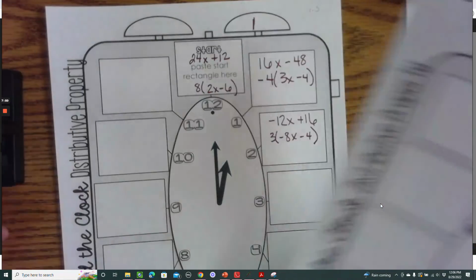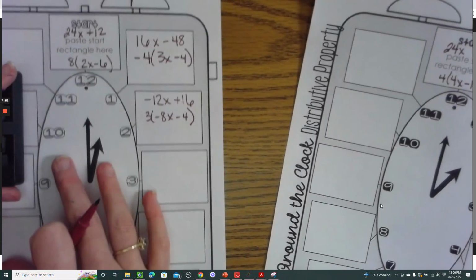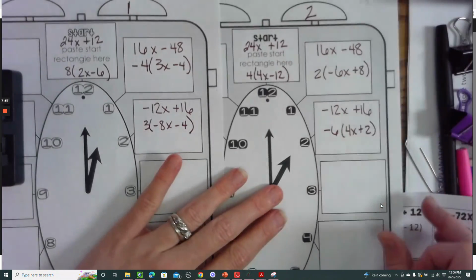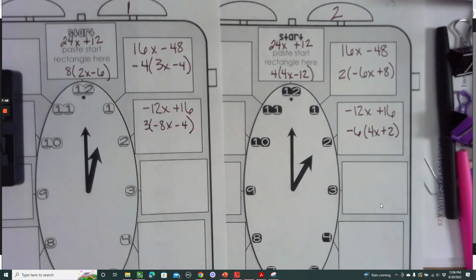So here's the clocks where you can see both of them. Clock 1, and then here's clock 2. So depending on which one you have.